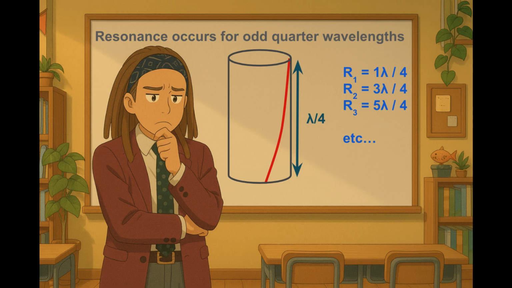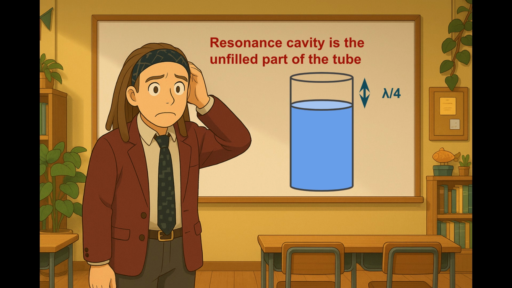The principle at play here is resonance in a tube closed at one end and open at the other. For such a tube, resonance occurs when the length of the air column is an odd multiple of a quarter wavelength. This means the fundamental resonance corresponds to 1/4 wavelength, the next to 3/4, then 5/4, and so on.